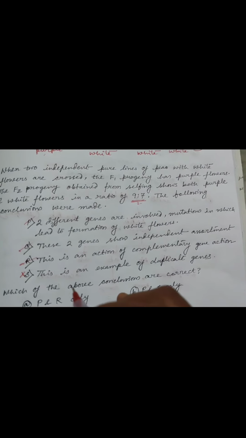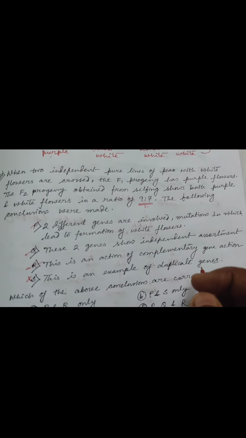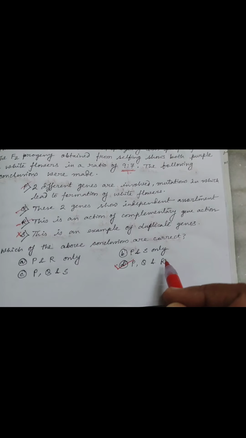Next, this is an example of duplicate genes. No, this is wrong because in duplicate genes or double dominant epistasis, the ratio is different. The ratio is 15:1. So it is obviously not an example of duplicate genes. So, only P, Q and R will be right here. So, the correct answer will be option D, where P, Q and R are correct.